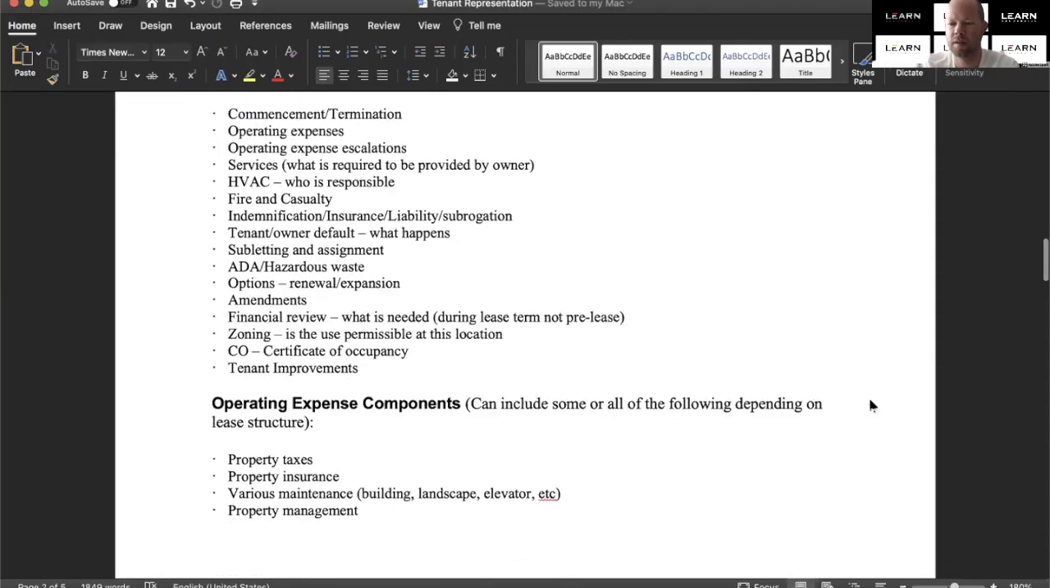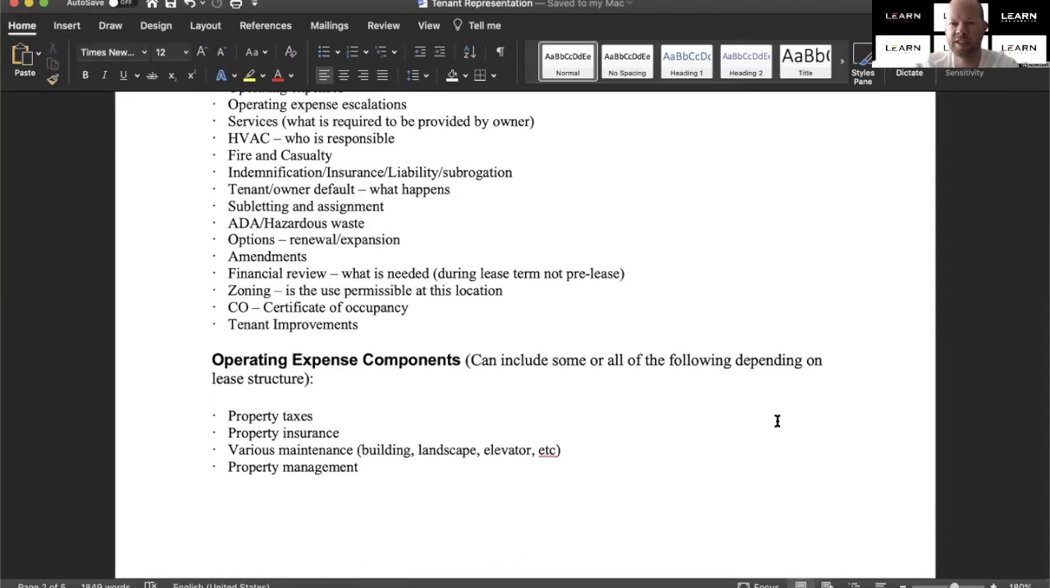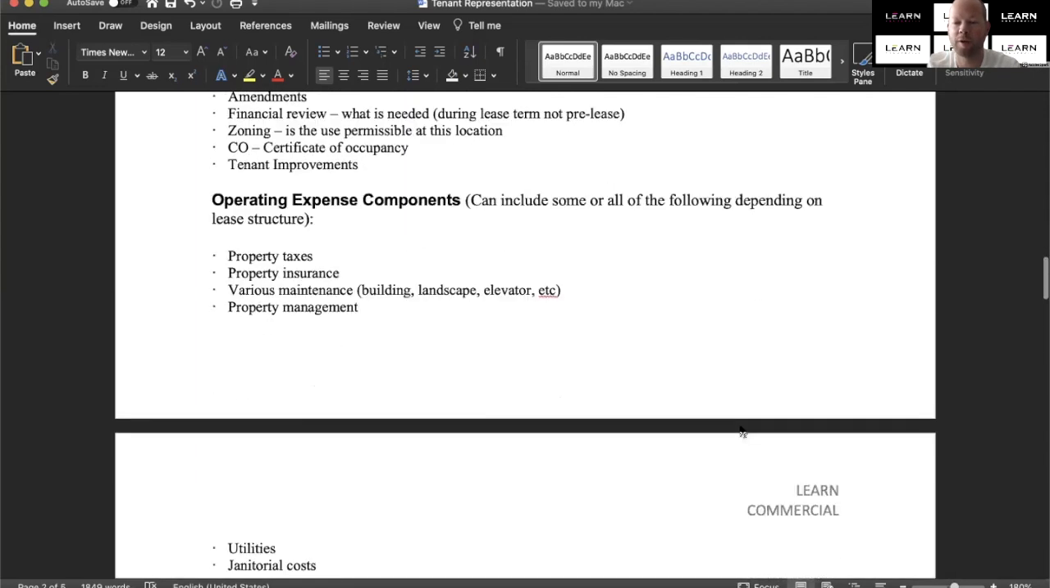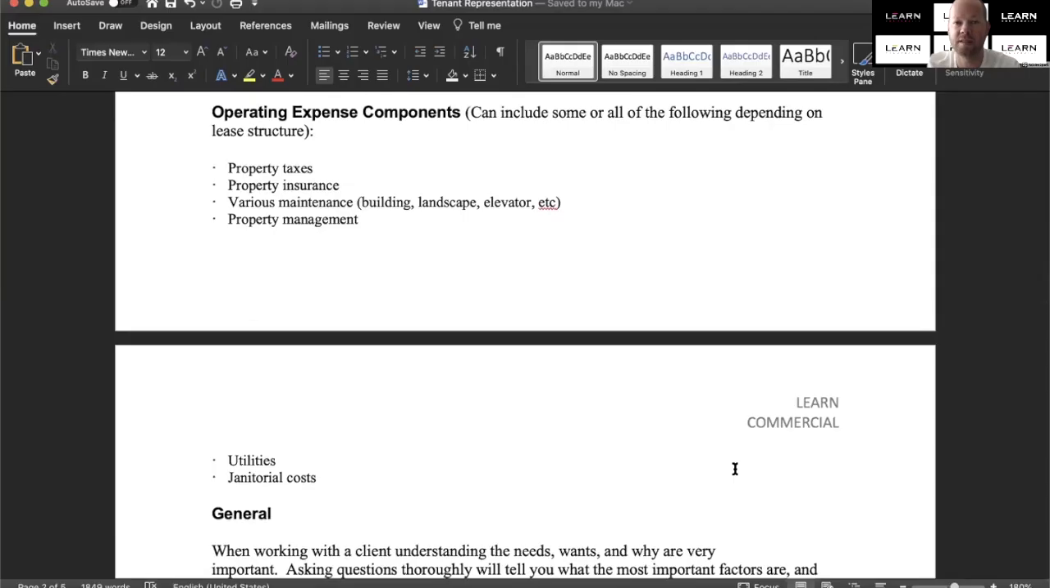All right, let's go over the operating expenses. So these are going to be hiding in those triple net charges. They can include some or all of the following depending on lease structure: property taxes, property insurance, various maintenance, building, landscape, elevator, property management, utilities, and janitorial costs. So again, just try and read the fine print. What do these triple net charges, what are they? What's in there?